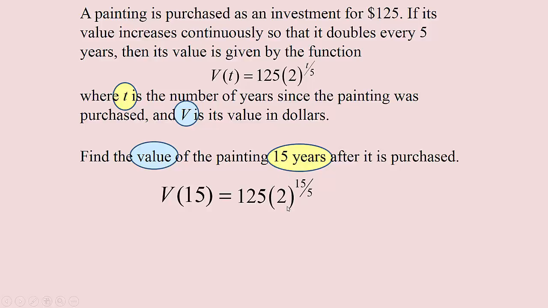You learned this before in the Chapter 1 review. We start with the 15 divided by 5. That's a 3. Then we do the exponent. That's 2 to the 3. That's an 8. Then we do the 125 times 8. And so there's how we would answer that.